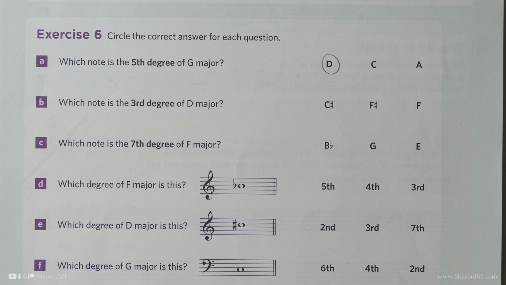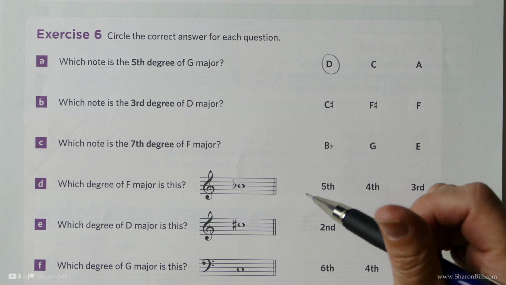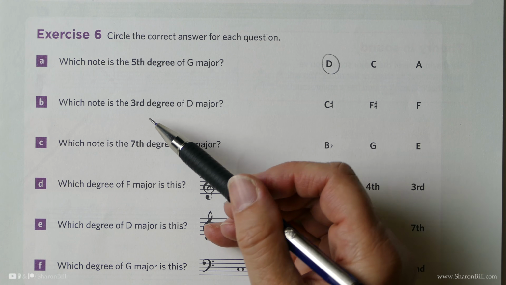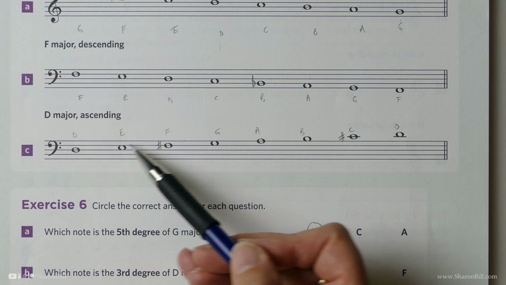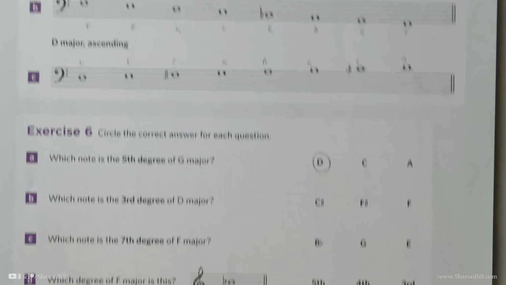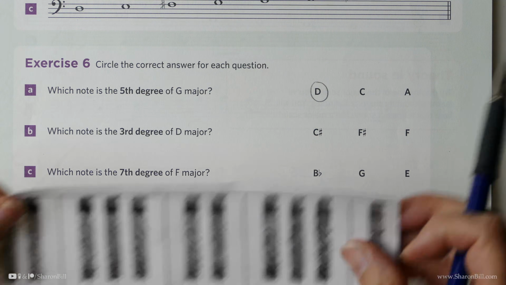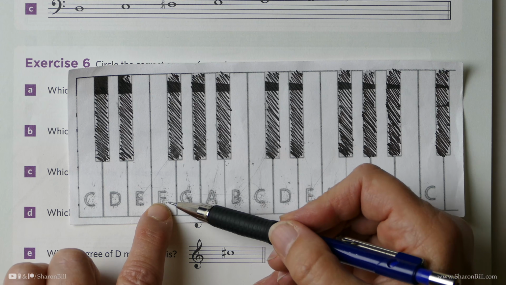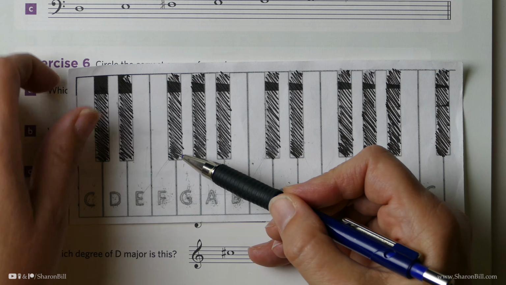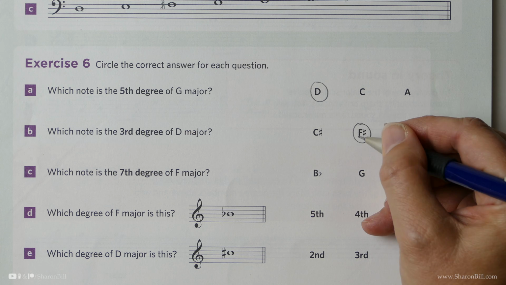So I'm hoping you've had a go. Let's check them together. Which note is the 3rd degree of D major? We could just pop back and think 1, 2, 3, F sharp, or if that wasn't to hand, you could use your piano keyboard. 1, 2, 3, remembering D major must have F sharps. And here we can see that's our answer.